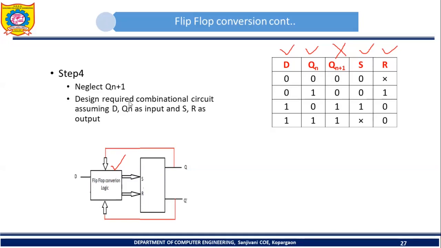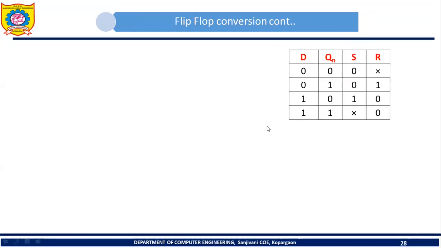So design the required combinational circuit. Which combinational circuit do we want to design? This particular one. In order to design this flip-flop conversion logic, use D and Qn as inputs, the two columns in this table, and S and R as outputs. So after step number 4, we will get a table like this.